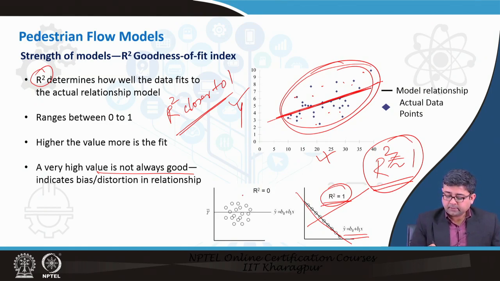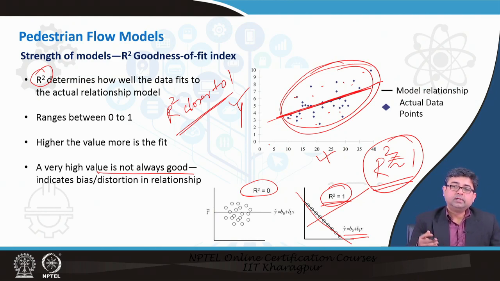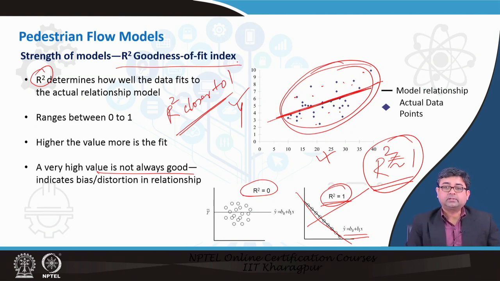And if there is no relationship, if there is no linear relationship between x and y, then you have to look at other types of models which can explain your data. Okay. So, R squared is the goodness of fit index.